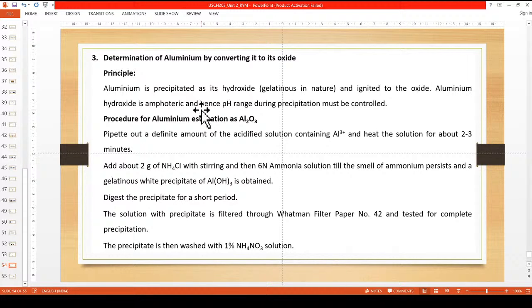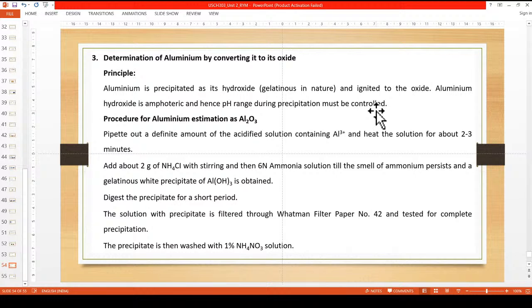Now for aluminium, aluminium is very famous for its gelatinous precipitate. एल्यूमिनियम के प्रेसिपिटेट बहुत सारे जिलेटिनियस फॉर्म में रहते हैं. So the aluminum precipitates in their hydroxide form are gelatinous and they are converted into oxide forms.